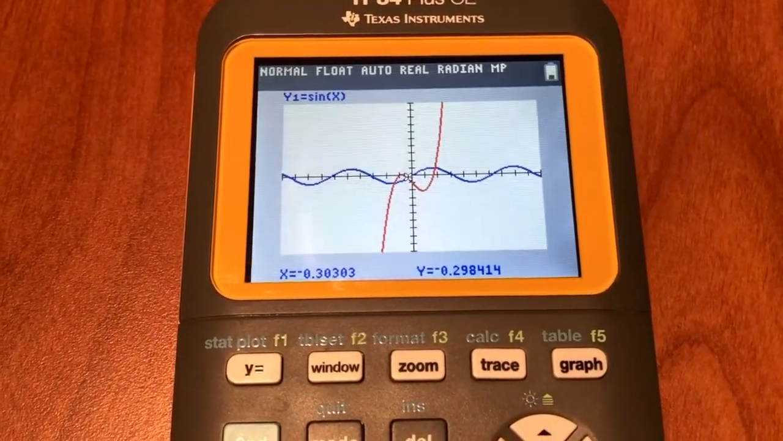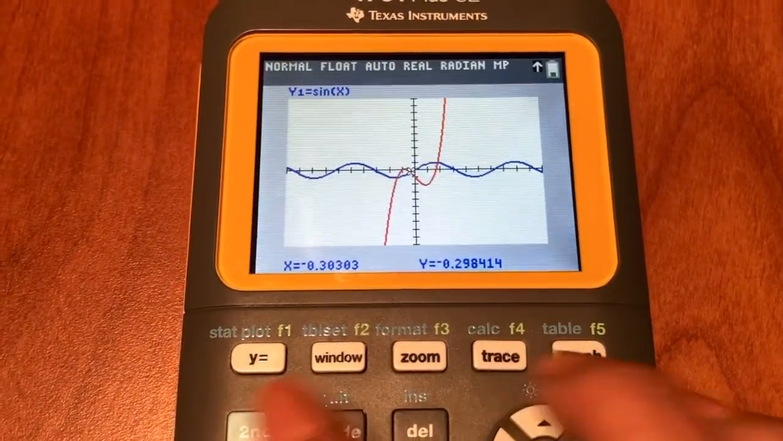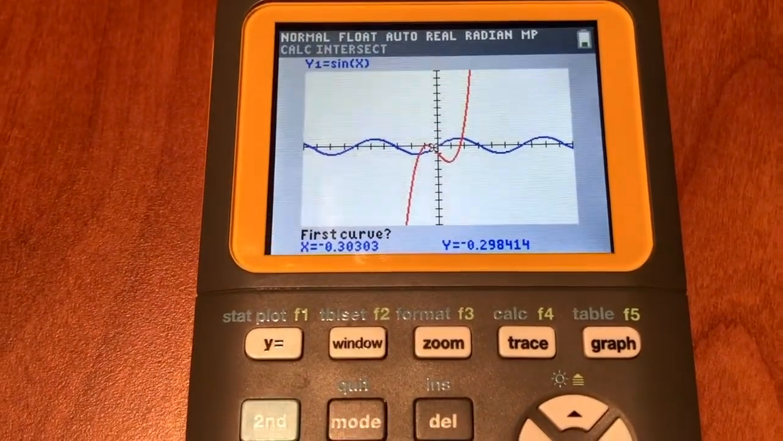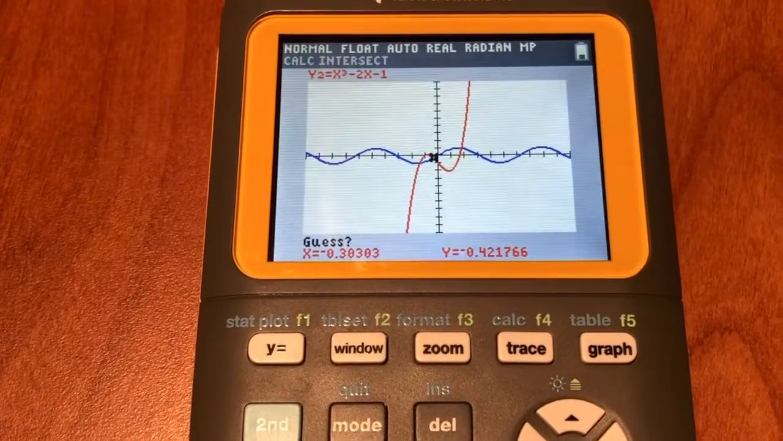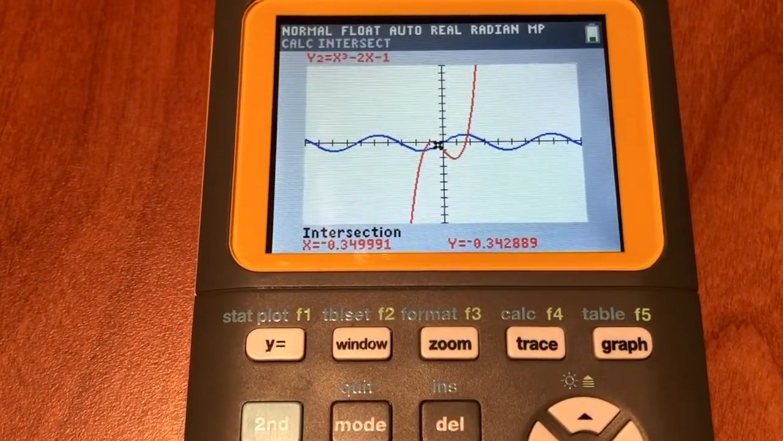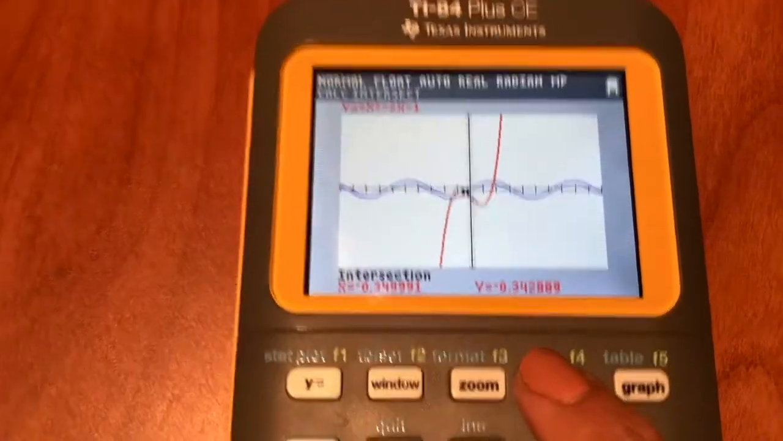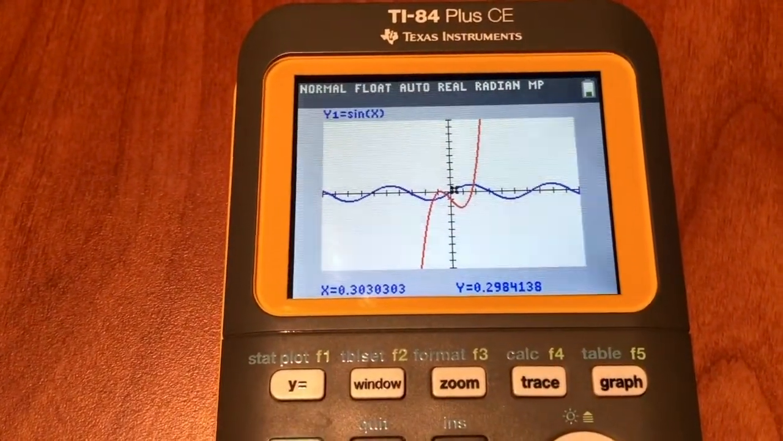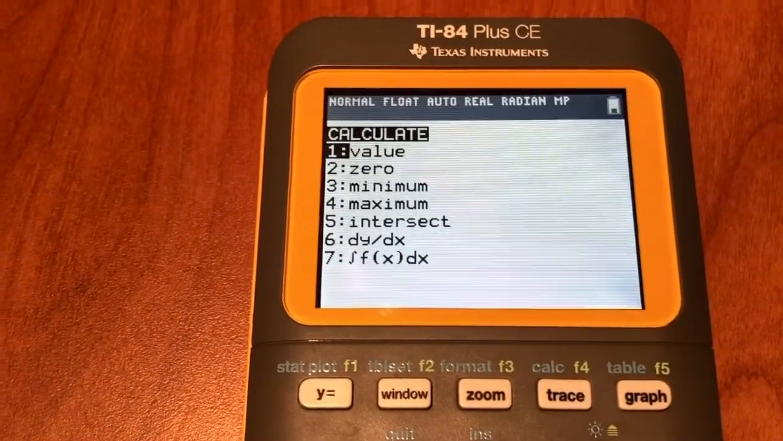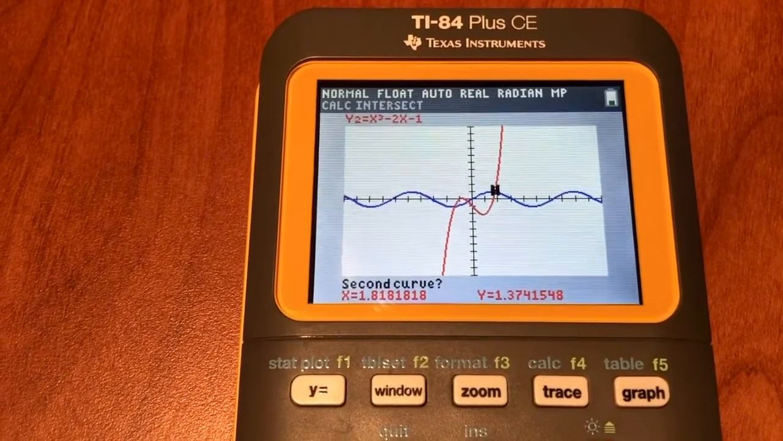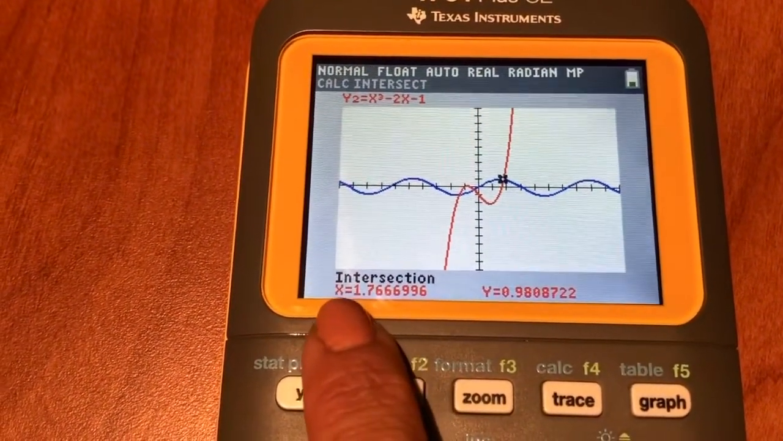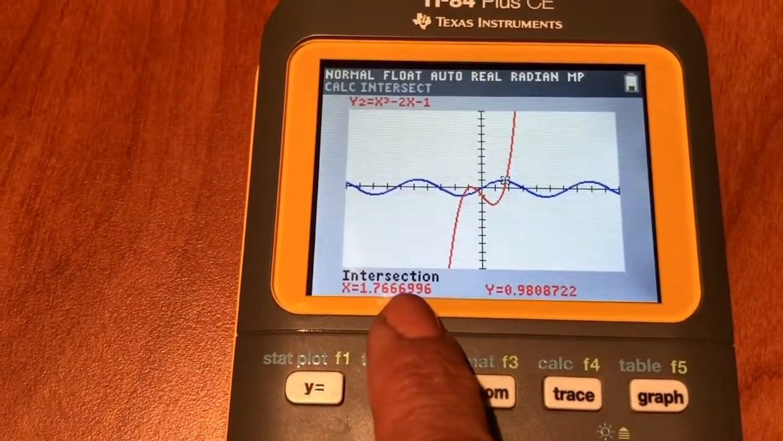I'm going to hit trace again, and then we're going to move over to the next x-intercept. We're kind of close to it, and we're going to do that again. We're going to press second calc, and we're going to select 5. First curve, press enter, second curve, enter, and then guess, enter. So our next x-intercept is going to be negative 0.34999. And we're going to do this one last time. We're going to press trace, arrow over, and again go second and then calc, number 5, and then press enter, enter, enter. So our last x-intercept when we round to 5 decimals is going to be 1.7667 and then 0.